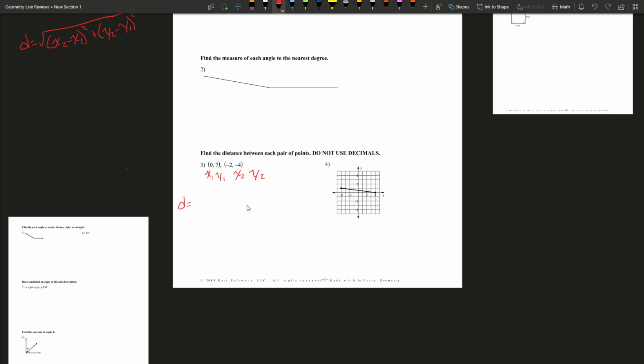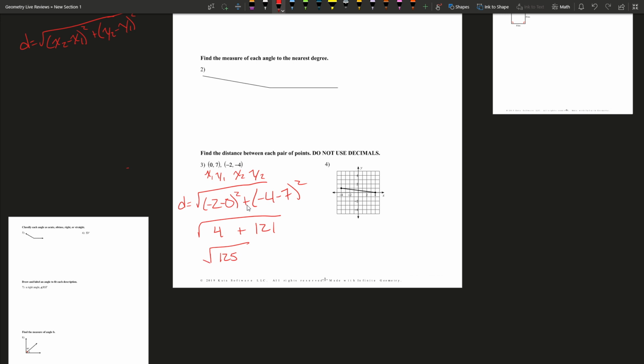So d in this case is equal to the square root of -2 minus 0 squared plus -4 minus 7 squared. -2 squared is 4. -4 minus 7 is -11. 11 squared is 121. 4 plus 121 is 125.